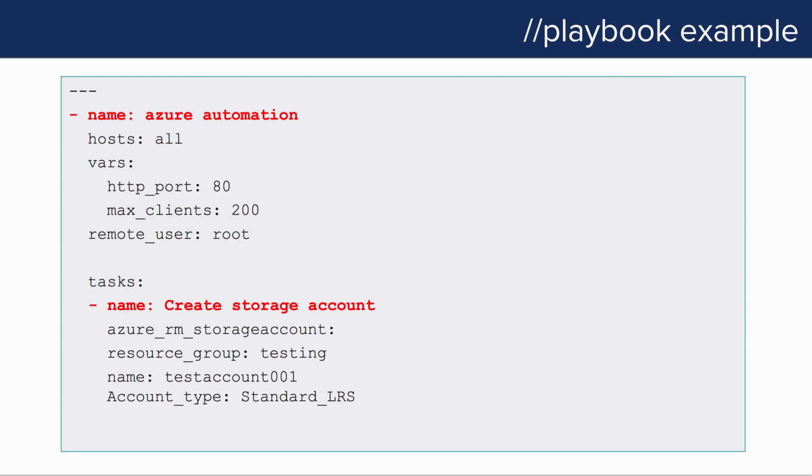Ansible. So you can see we've called this Azure Automation. We've opened up a couple ports. We've defined the max clients. We're leveraging root in this, but there's also ways to leverage sudo and not have to use elevated privileges. So in this case, we're simply going to create a storage account. And we're going to give it a name. And we're going to define it in the LRS tier.